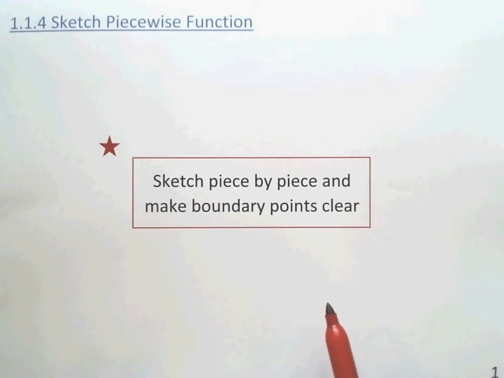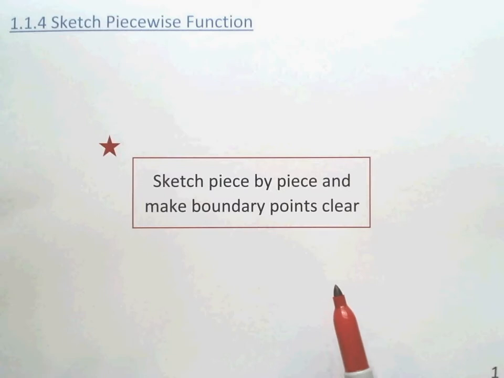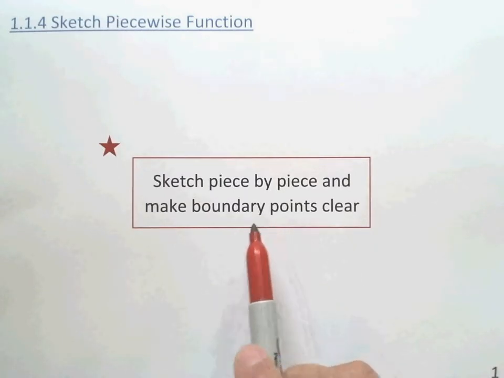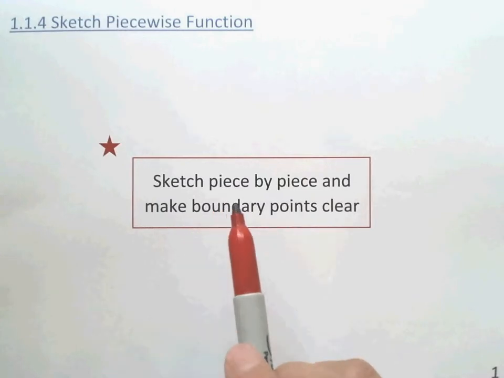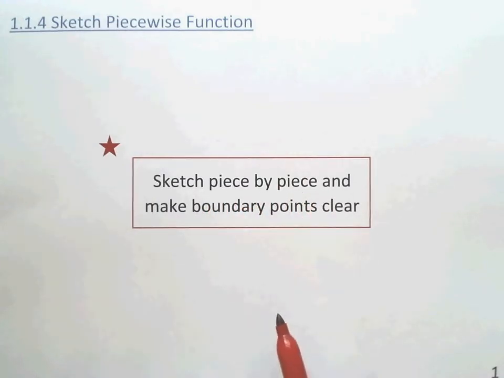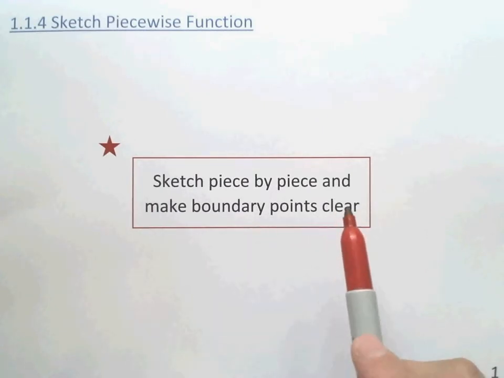In this lecture, we go over piecewise functions. How do you sketch a piecewise function? Pay attention. How do you draw the graph? Just draw the graph piece by piece. How many pieces do we have in the piecewise function? You draw that many times. Be sure to make the boundary points clear. The boundary is very important.